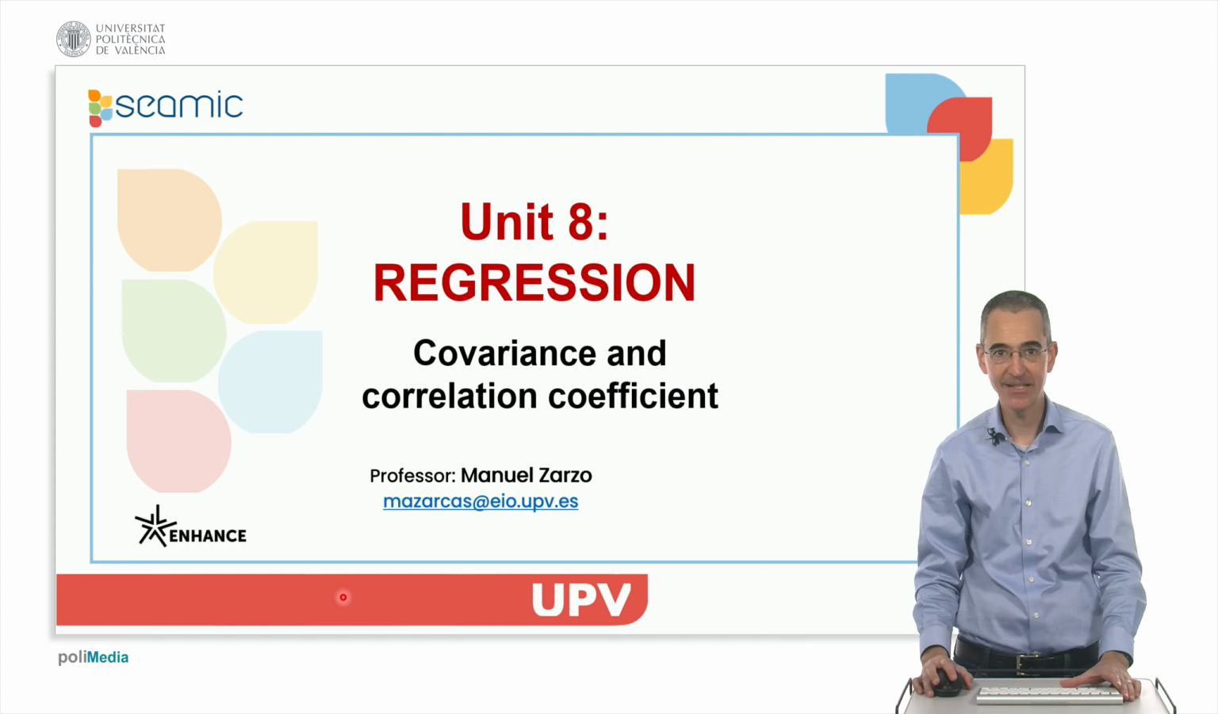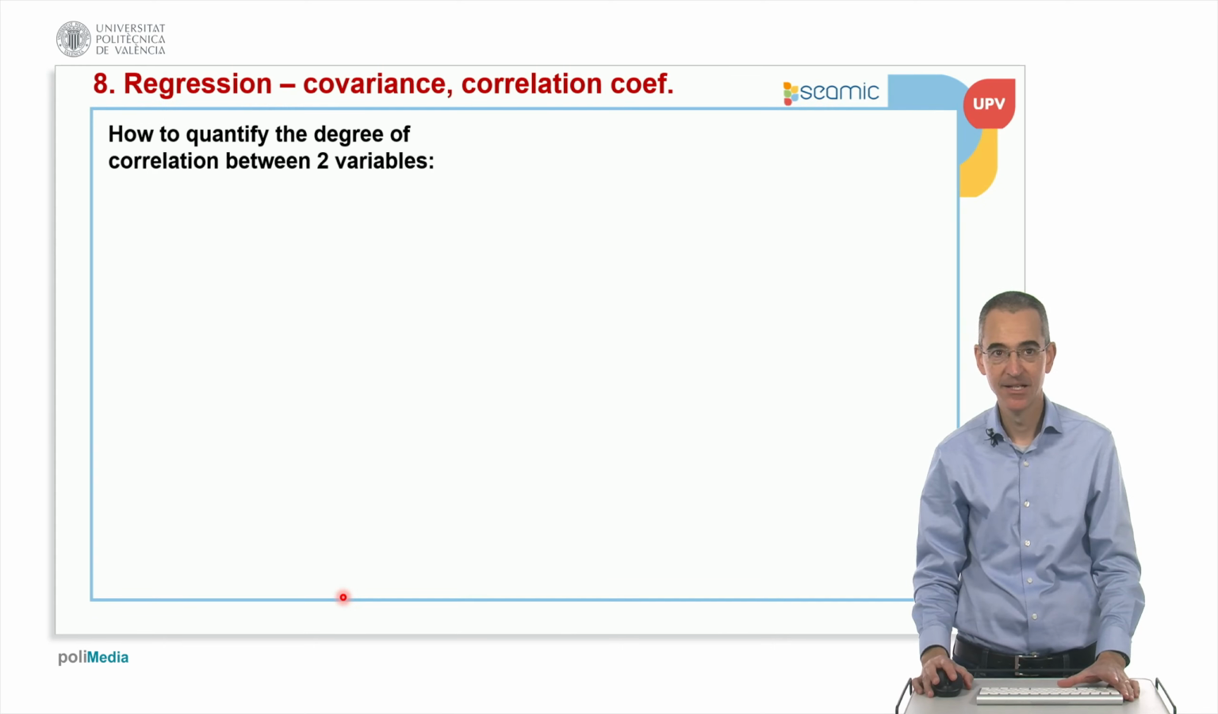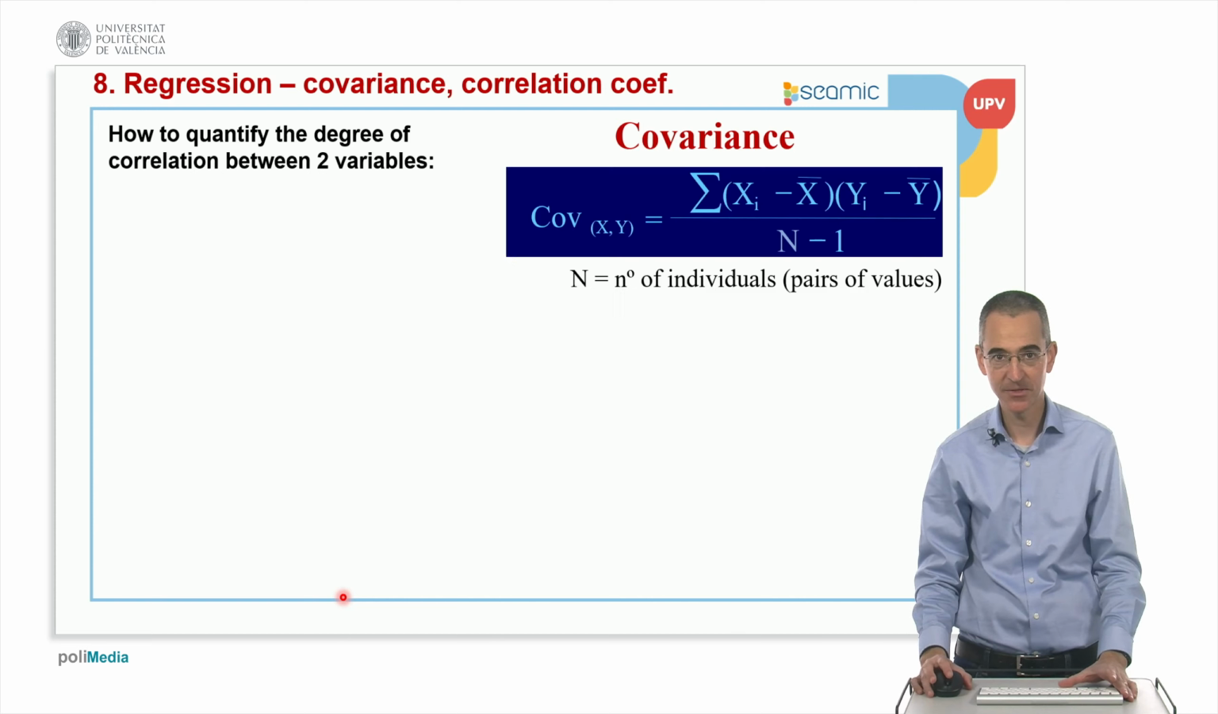We are in Unit 8, Regression, and today in this video I will talk about covariance and correlation coefficient. Okay, well, so how can we quantify the degree of correlation between two variables?